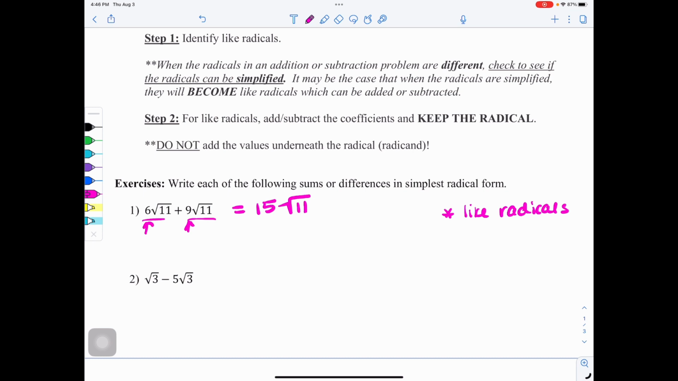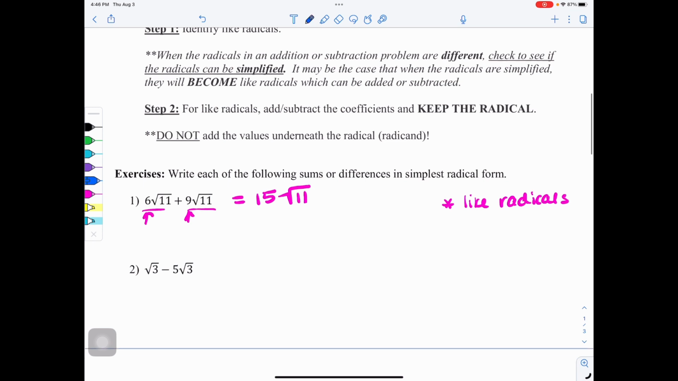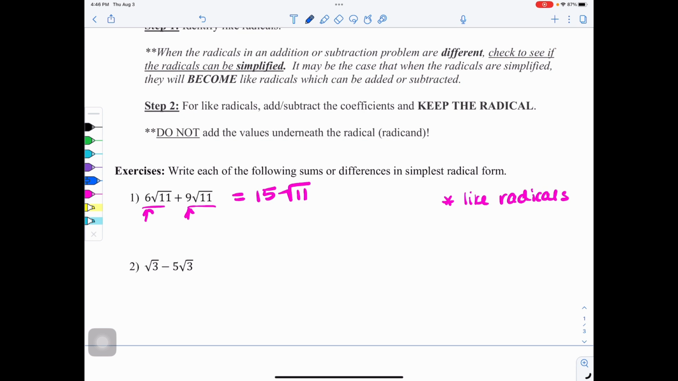Okay, let's try number 2. So do we have like radicals? I see square root 3, I see square root 3. So once again, this is an example with like radicals. The first thing I want to point out here is that square root of 3 looks like it's just square root of 3, when in actuality there is a coefficient out in front. It's a 1.